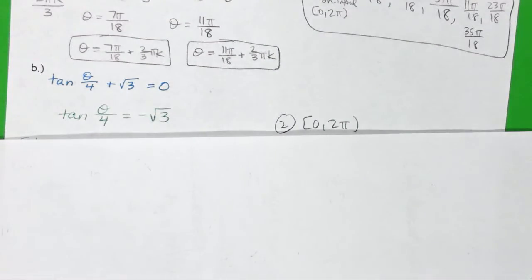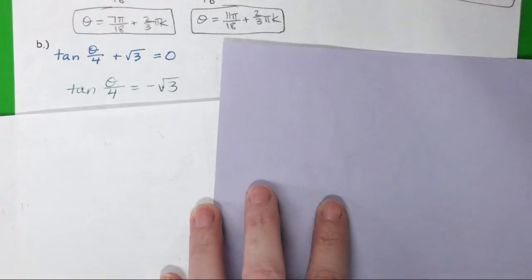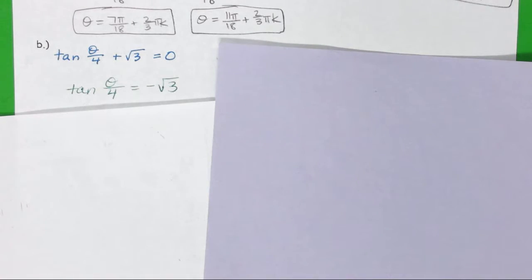This is usually what people do incorrectly. They multiply by 4 at this point, but you have to do something before you multiply by 4. You have to do the inverse. So what you should be asking yourself is, where is the tangent going to be negative root 3?